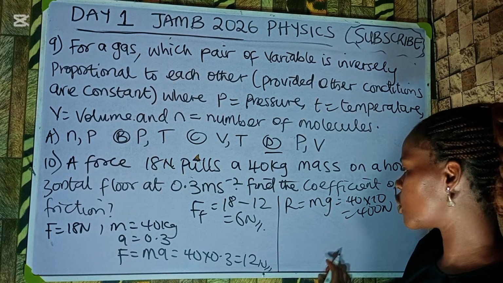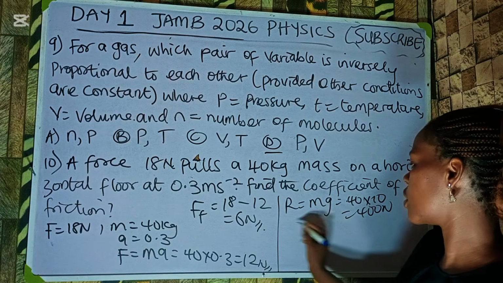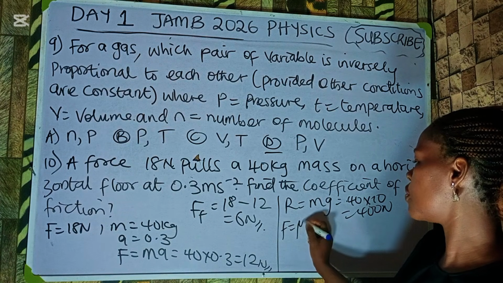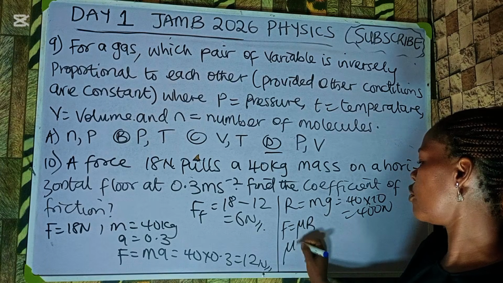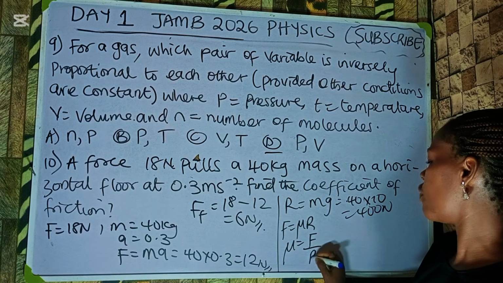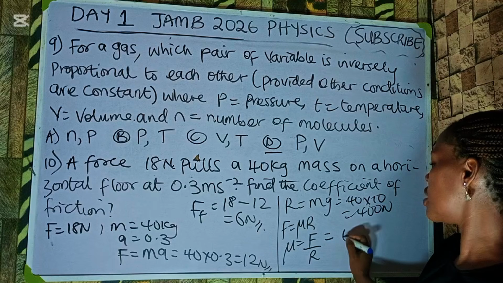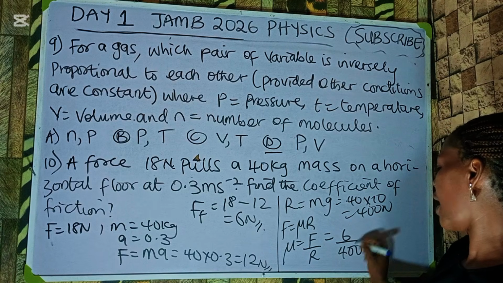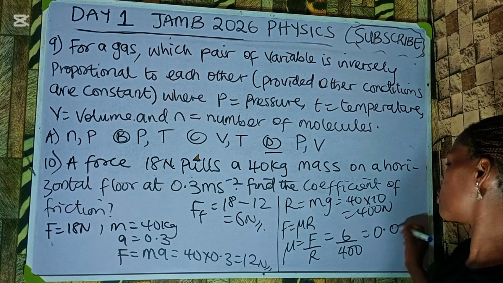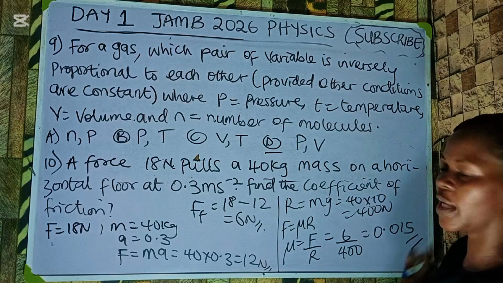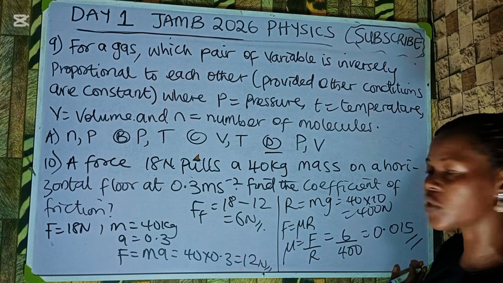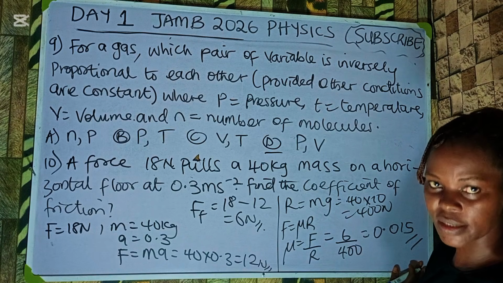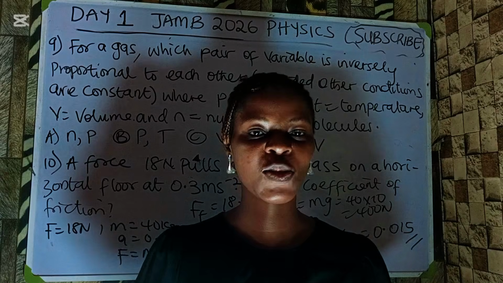Okay, so what you are going to do now is to find the coefficient of friction. F equals mu R. So my mu is the frictional force over R, which is 6 over 400, and it's going to give me 0.015. Remember, it has no SI unit, so this is how to solve this type of question if you see it in your exam. Watch out for the next questions.